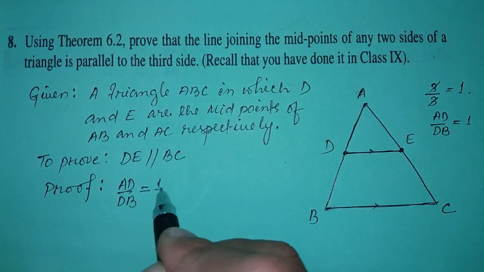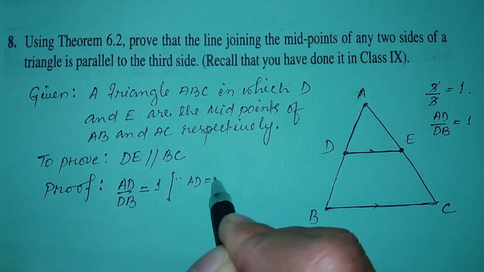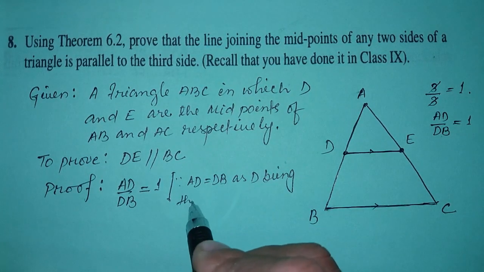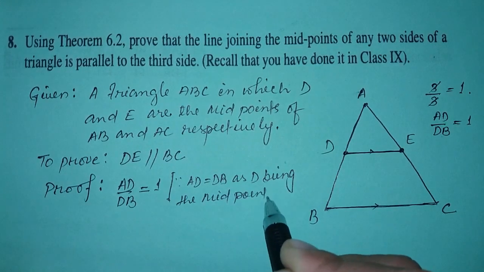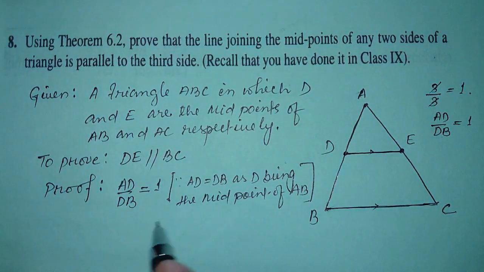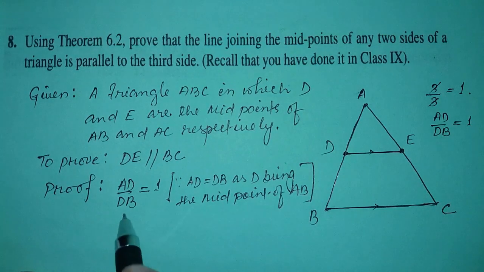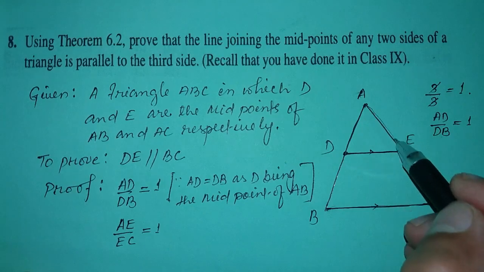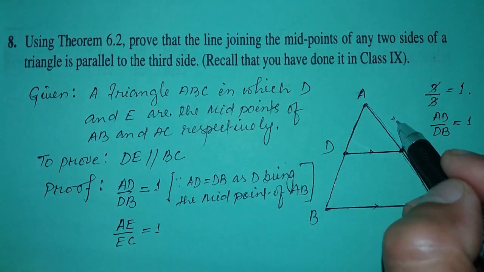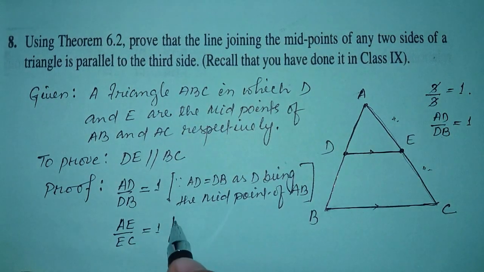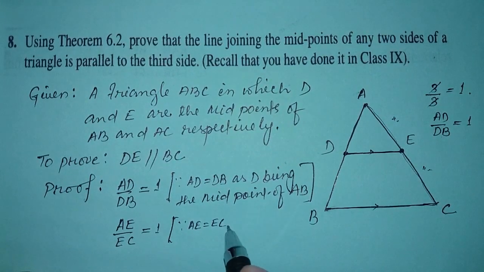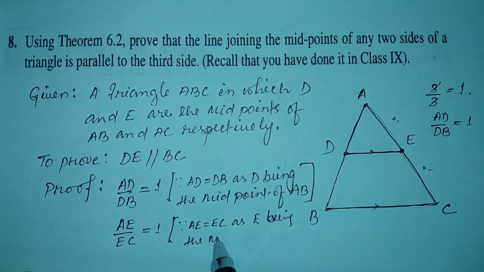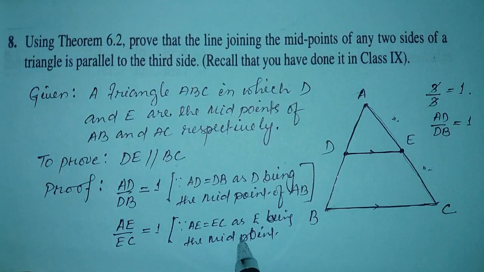So AD by DB is equal to 1 since AD is equal to DB, as D is the midpoint of AB. And also on the right hand side, AE by EC will again be equal to 1 because E is the midpoint. AE and EC are equal. If this is 4 centimeter, this will also be 4 centimeter. So you have to write here, since AE is equal to EC, as E is the midpoint of AC.